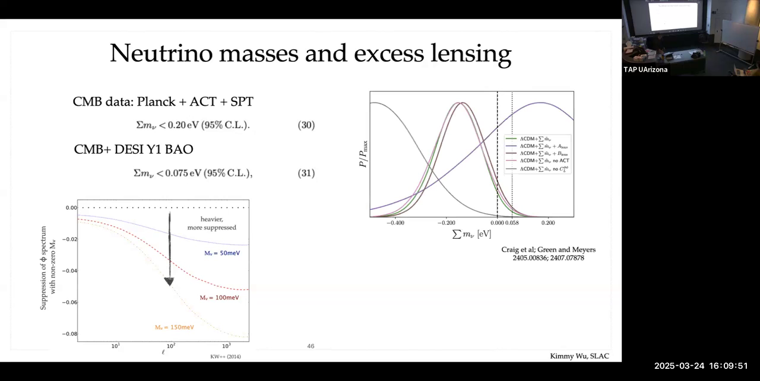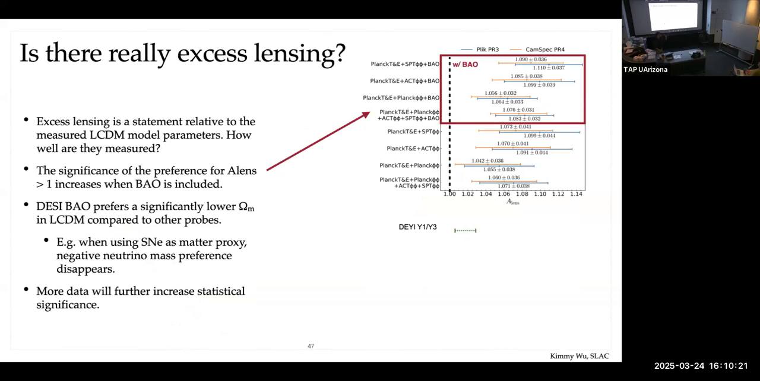And over the last summer, some folks opened up the sampling for neutrino mass to allow it to be negative, and they show that there is a preference for the peak of the posterior to be at a negative sum of neutrino mass, and they conclude that it's because of excess lensing. Okay, but is it really excess lensing?